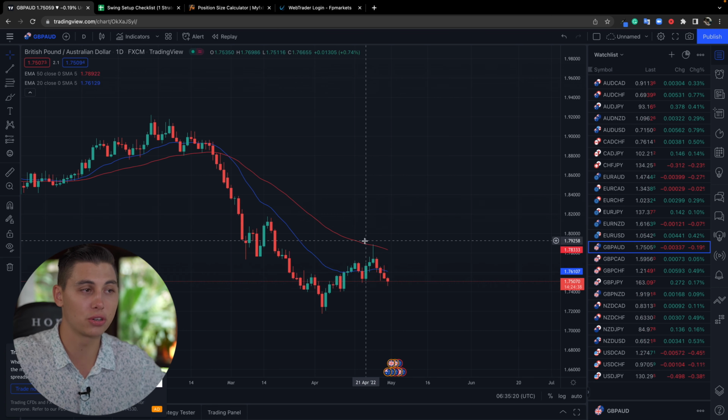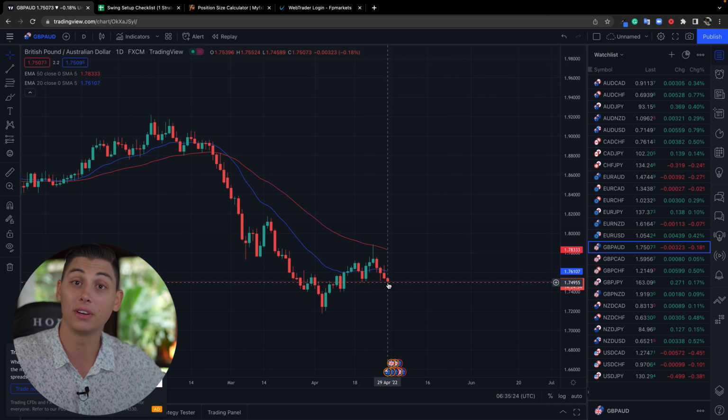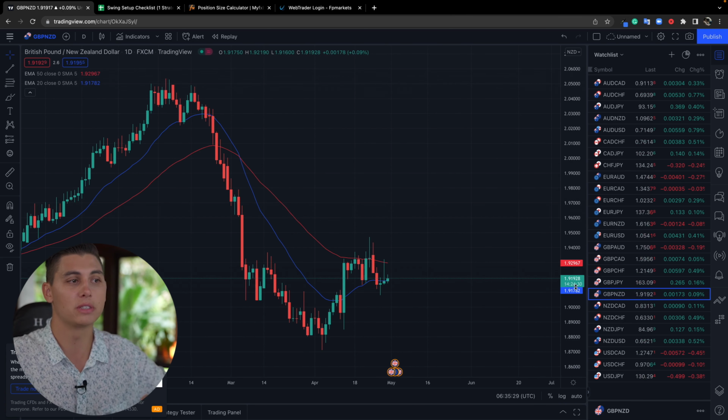Got nice deceleration, got a rejection off here, got the high test candle. We could have traded short from there. You'd be running in profit if you'd taken that one. But moving down, I think pound Kiwi was the only one that was possible.